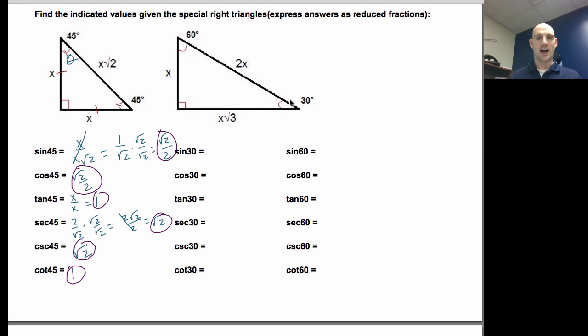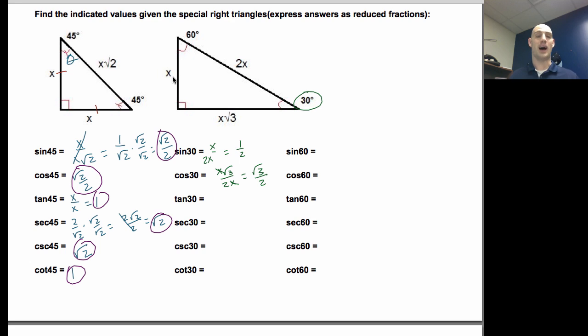30, 60, 90, the sine of 30. So in this case, I'm looking at this one. So the sine of 30 is opposite over hypotenuse. Well, that's x over 2x, which would be 1/2. The cosine is adjacent over hypotenuse. So x root 3 over 2x. The x's cancel. It's going to be the square root of 3 over 2.